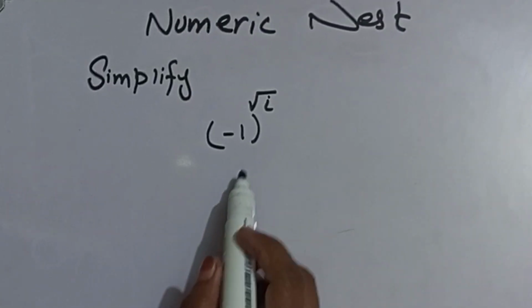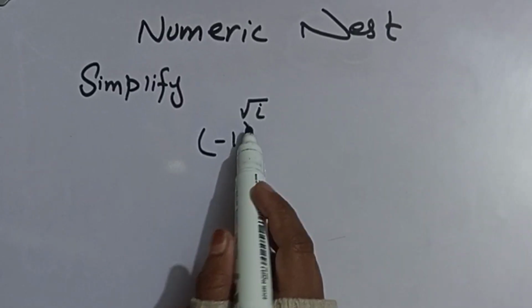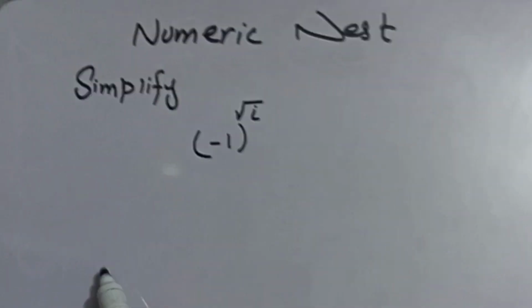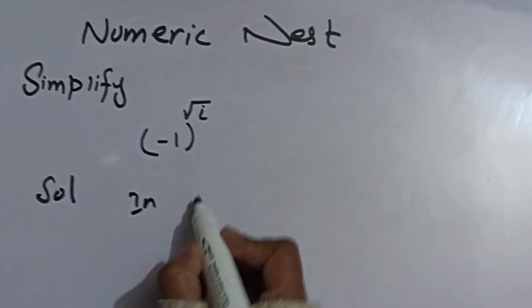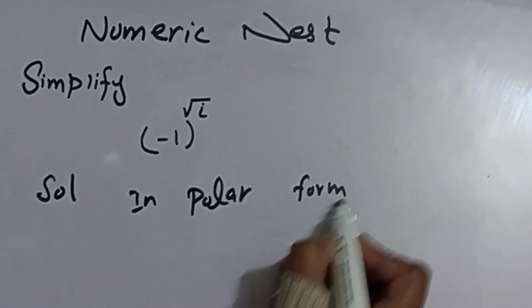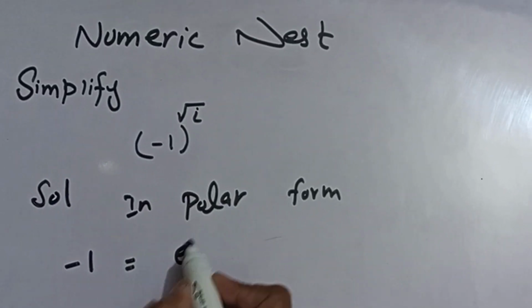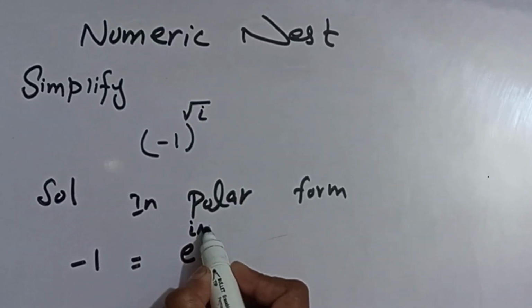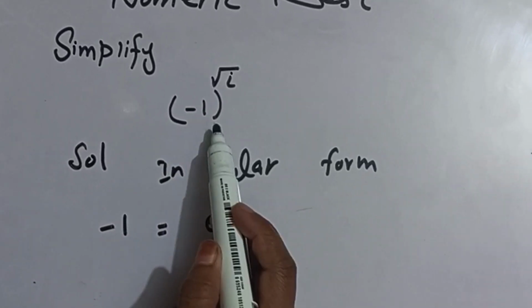Hello everyone, let's try to solve this question. We have (-1) raised to the power square root of iota. So let's start. In polar form, we write -1 is equal to e raised to the power iota pi. We want to simplify this.